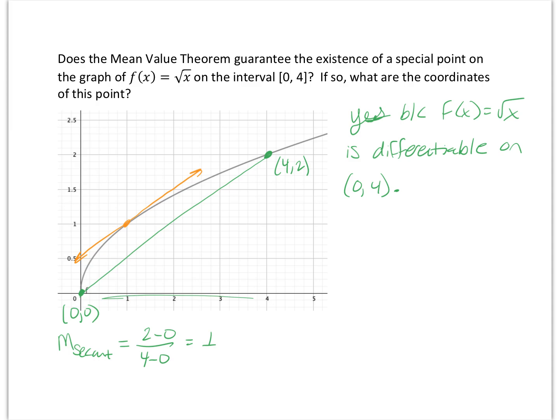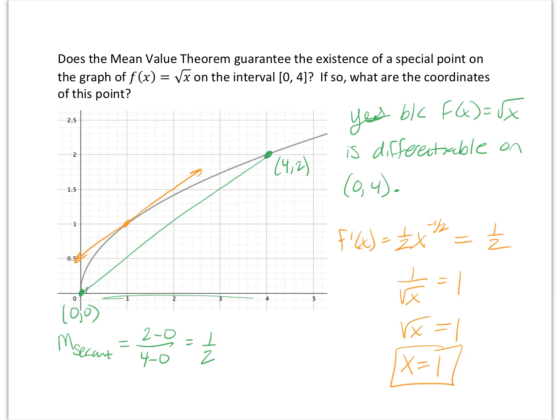If I want to find it exactly, I'm going to take the derivative because the slope of the tangent line is the derivative. So f prime of x is going to be 1/2 x to the negative 1/2. And I want to set that equal to the slope of the secant line, 1/2. Okay, so multiply both sides by 2, and I get 1 over square root x equals 1. So square root x equals 1. So x equals 1. There it is. It is, in fact, at x equals 1, this special point.